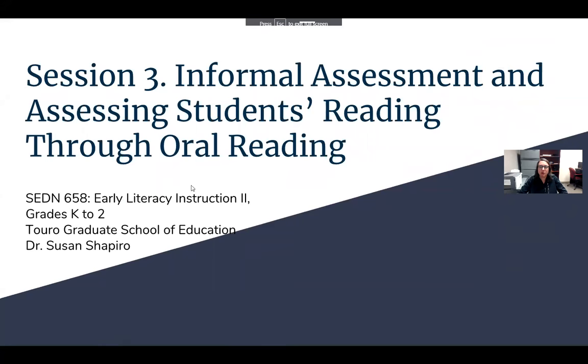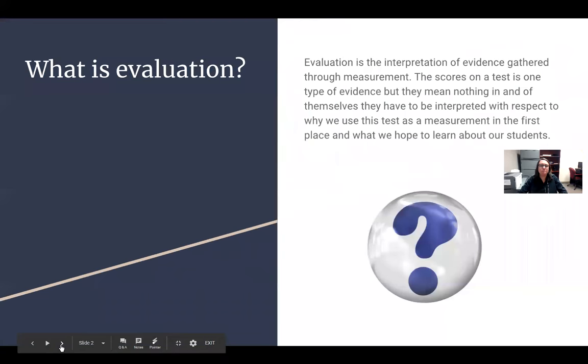I'm Dr. Susan Shapiro. So this chapter talks about evaluation. And what is evaluation? Well, it's the interpretation of evidence gathered through measurement. So we can get the score of the test, but what does that mean? We need to interpret it from why we're using it and what we want to learn about our students.